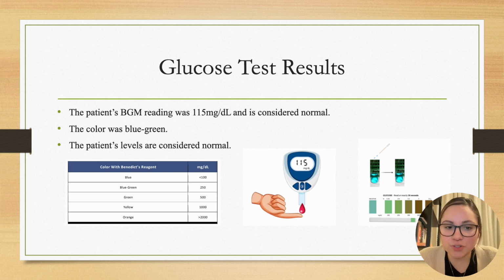So the glucose test results that came back for this patient, the blood glucose meter reading was 115, which is considered normal. The color was blue-green on the Benedict's reagent test. So we can assume that this patient's levels are considered normal because both tests presented with numbers or colors in the normal range.